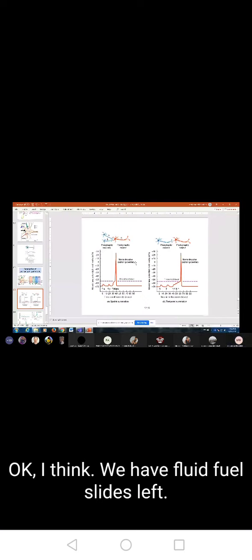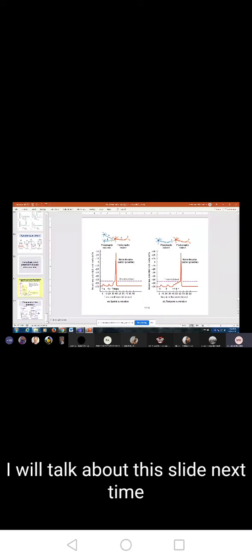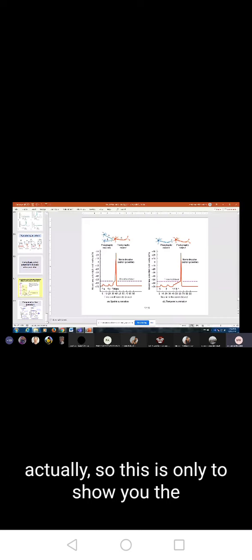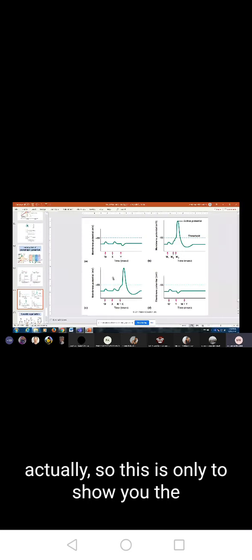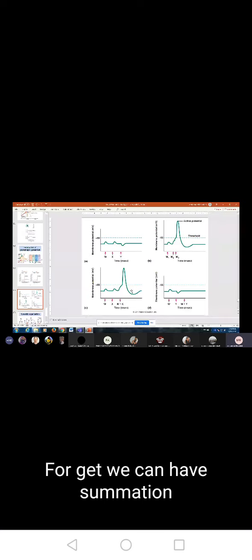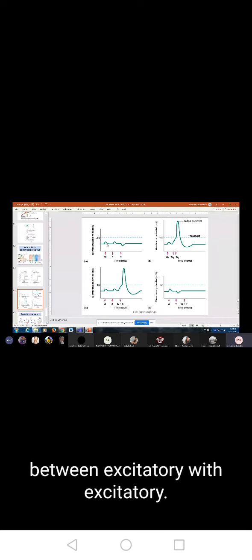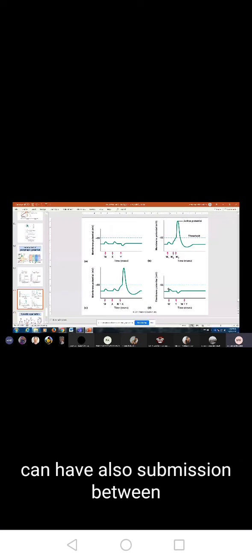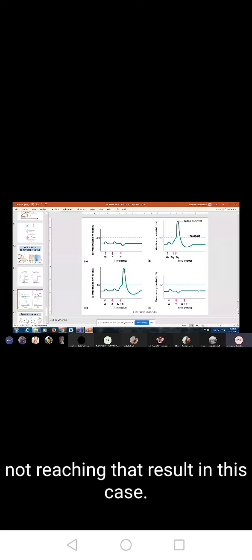Okay, I think we have a few slides left. I will talk about these slides next time. So this is only to show you the summation process. Don't forget, we can have summation between excitatory and excitatory to reach the threshold. You can also have summation between excitatory and inhibitory. They are canceling each other, so you are not reaching the threshold in this case.